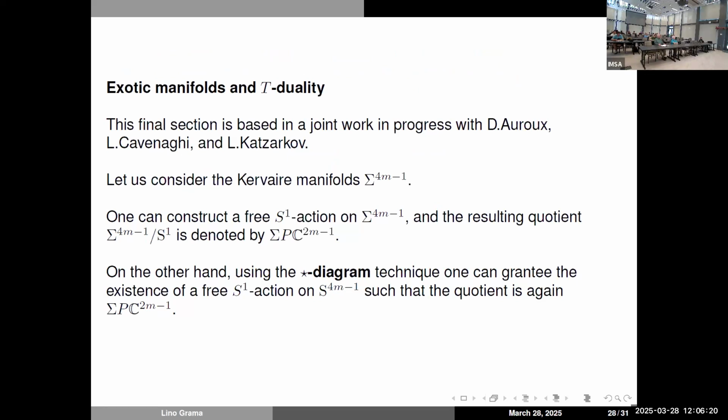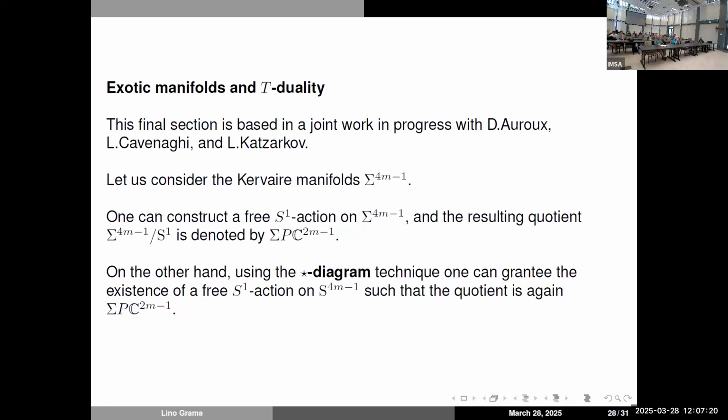And now we consider the Cavenaghi manifolds, sigma 4n as well. This is the boundary of a parallelizable manifold. This Cavenaghi manifold admits a free S1 action, and the resulting quotient is denoted by sigma pc 2n as well. And on the other hand, we can use this star diagram technique to produce another free S1 action on these spheres, S 4n as well, such that the quotient is again this space sigma pc 2n. It's very important to remark here.